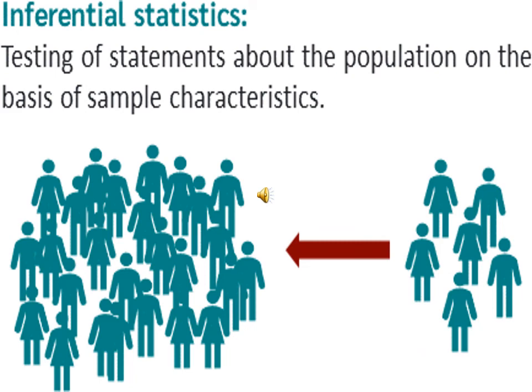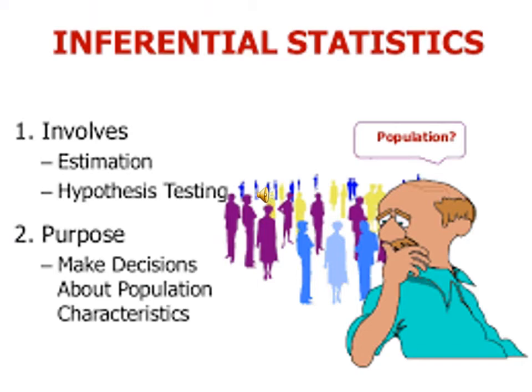In other words, you can also say that testing of statements about the population on the basis of sample characteristics is known as inferential statistics. Inferential statistics involves hypothesis testing. Okay, now what is hypothesis? Hypothesis is a statement which is arrived at after a set of observations, and the purpose of inferential statistics is to make decisions about the population and its characteristics.